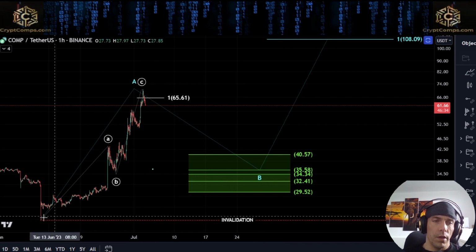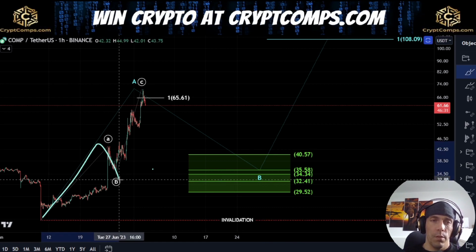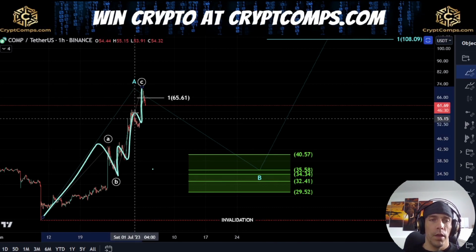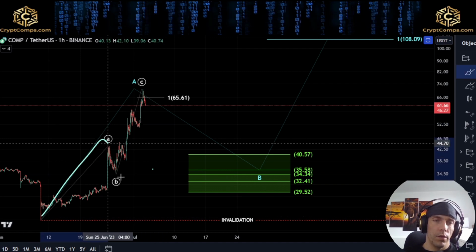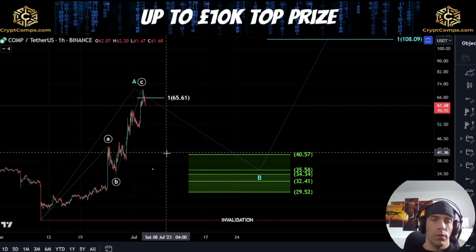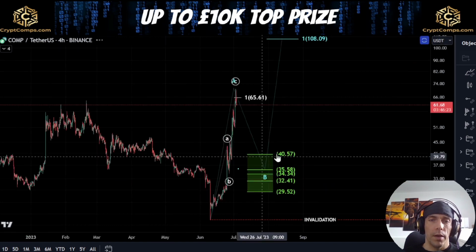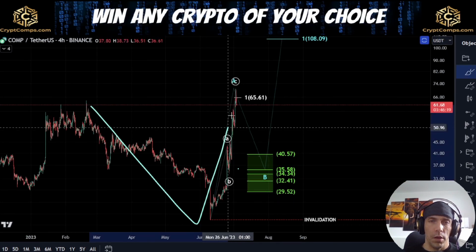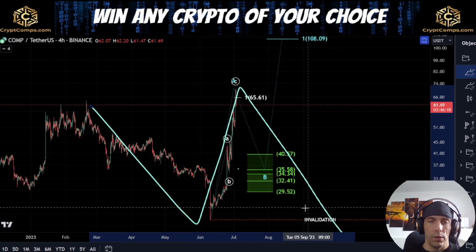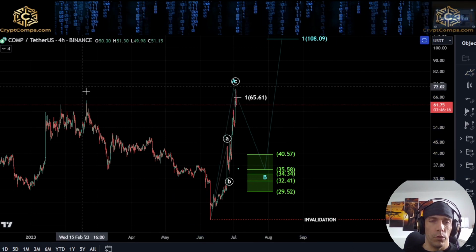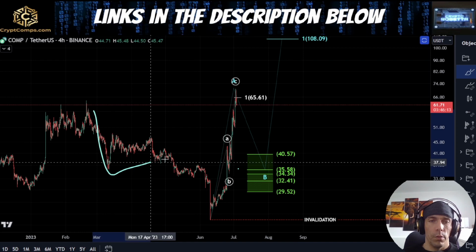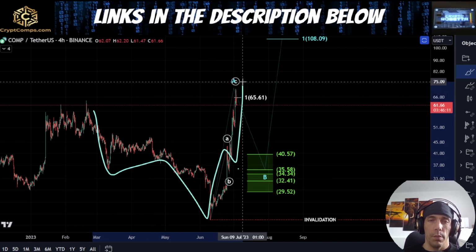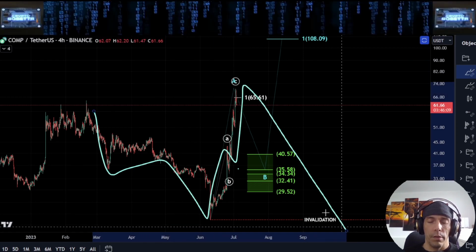Now, if this is a corrective move, we could just have this as A, B, 1, 2, 3, 4, 5. Now, if this is the case and we just have this as an ABC up, we'd have to just be cautious that from further back here, there isn't something else playing out where we're getting something like a flat to the downside, which could actually still be an option here. Where this becomes A, we get a B wave up, and then we actually see a 5-wave move down.